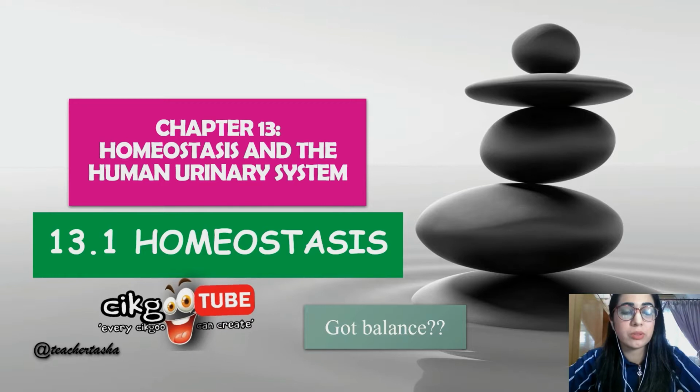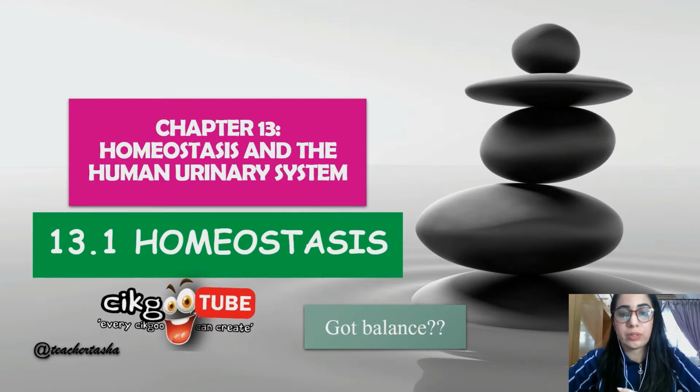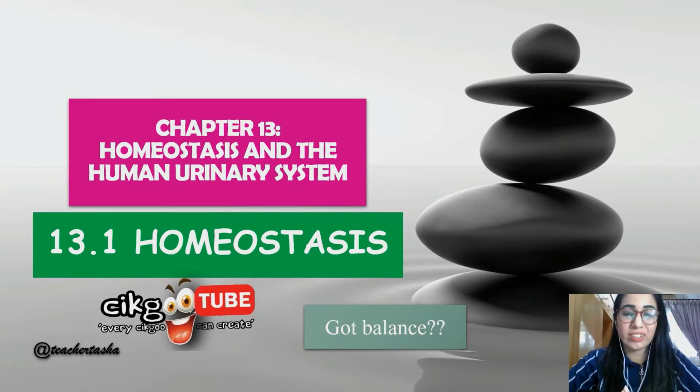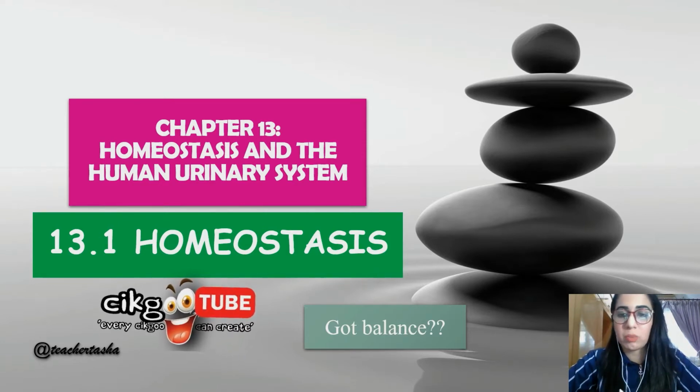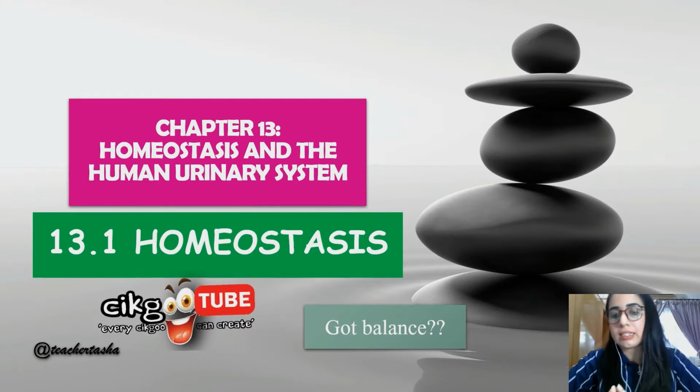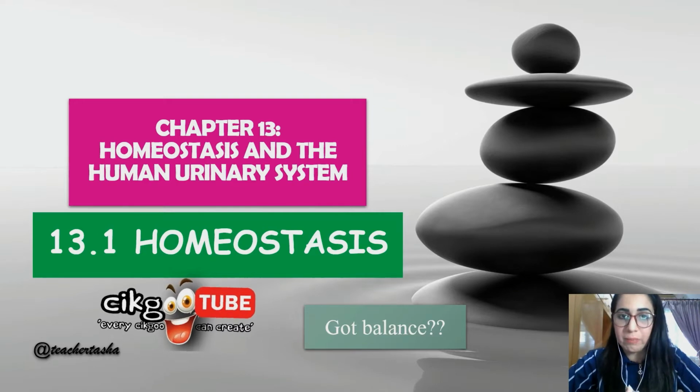So today we are going to go into chapter 13, homeostasis and the human urinary system. For this lesson it will be on 13.1, which is on homeostasis. Homeostasis is something that you have learned in your Form 1 or Form 2 science. So you know roughly what homeostasis is, the balancing of the internal and external environment. Get ready with your pen and paper and let's do this.